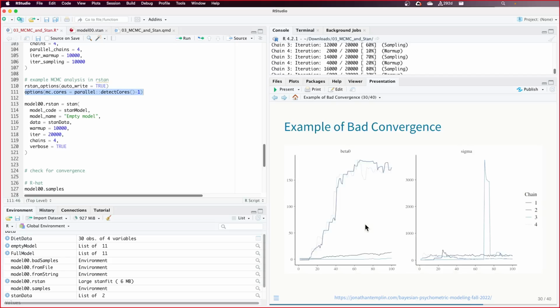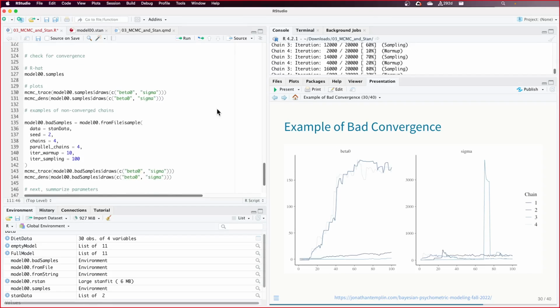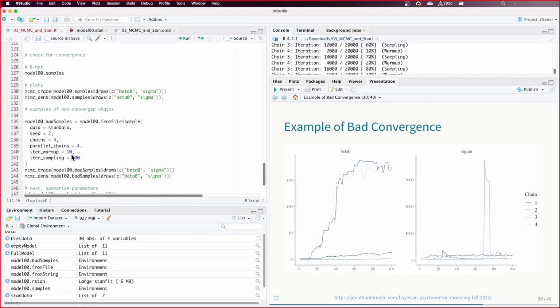So here's an example of bad convergence. On the left is beta 0, and on the right is sigma. This is a chain where I had 100 iterations. I did 10 warm-up iterations and 100 sampling iterations. It basically said the burn-in period is 10, just to show you what would happen. So again, there are 4 chains. They all started around 0 for the mean.